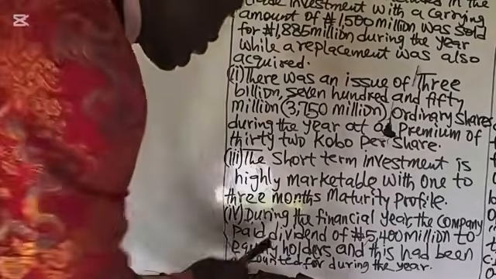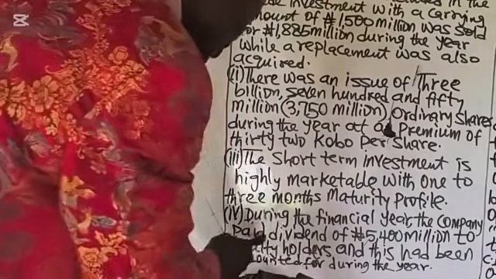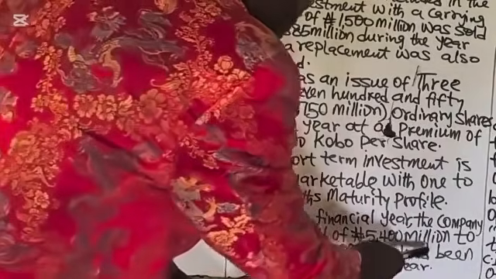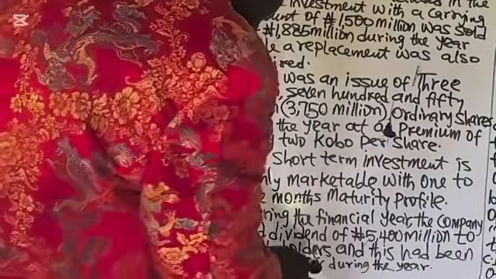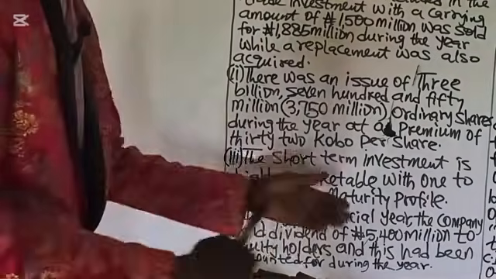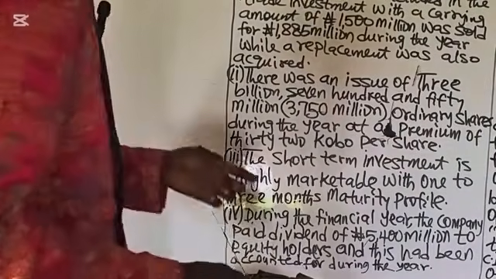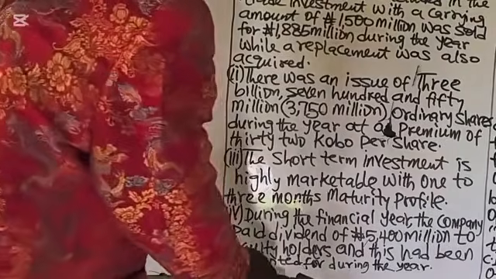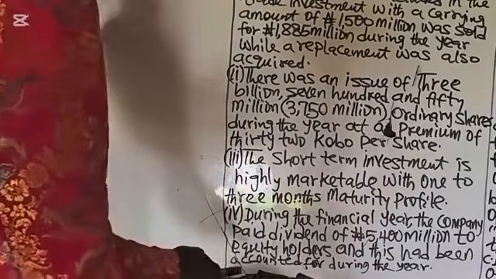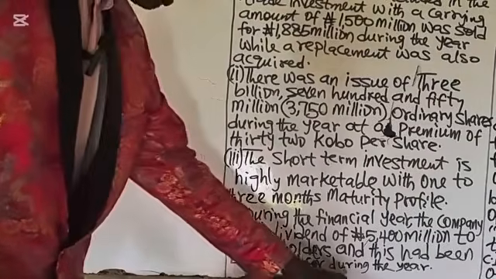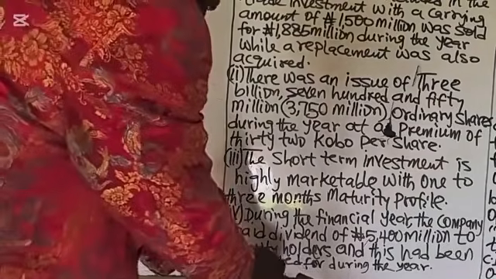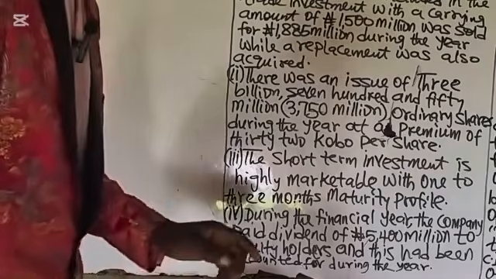Note 4. During the financial year, the company paid dividends of 5.4 billion to equity holders, and this had been accounted for during the year. So the dividend paid is an equity item. If you look at dividend paid, it was not used in the face of the statement of profit or loss. It is an item of equity. So that is why it will appear under the financing activities.